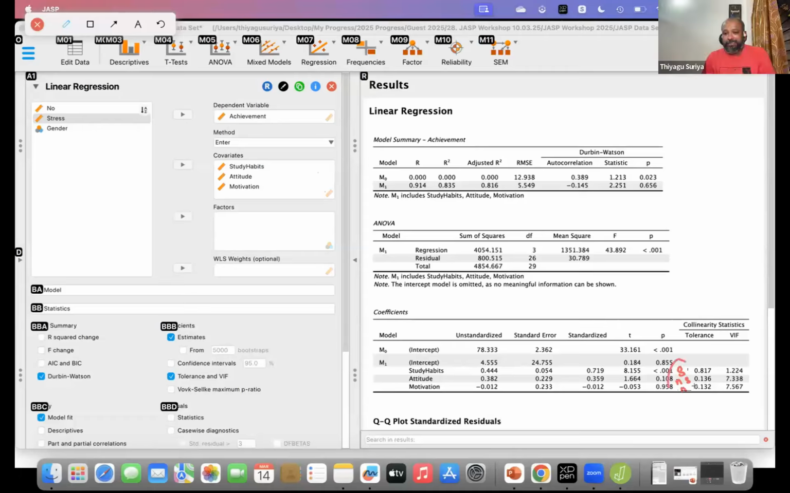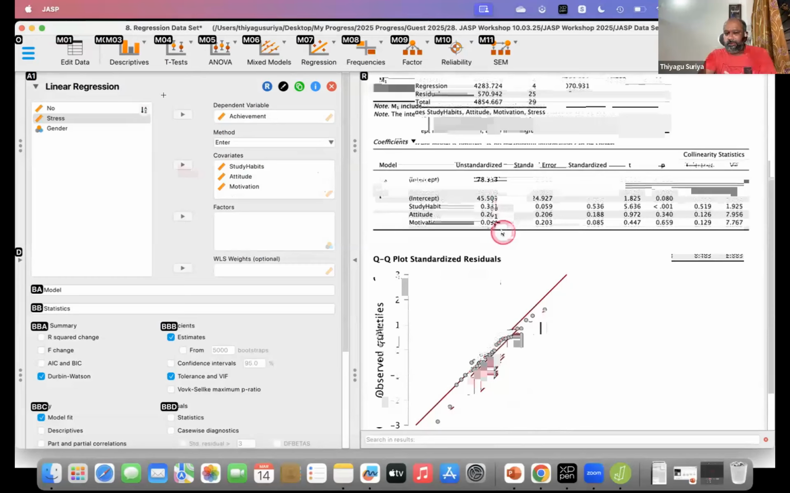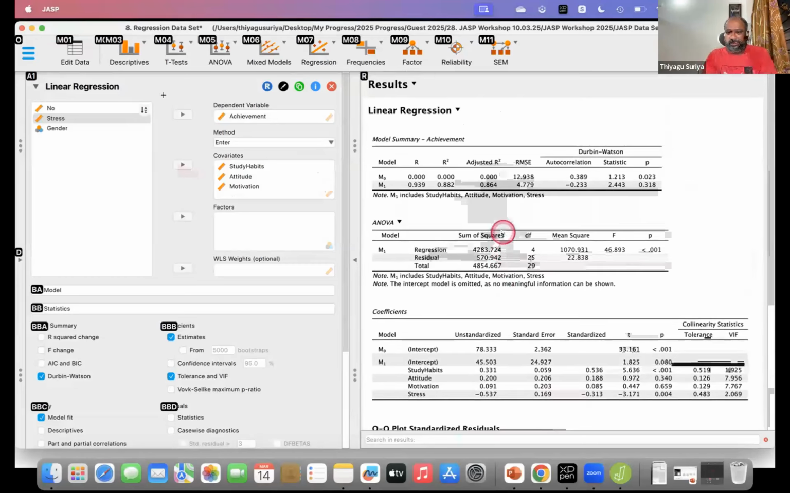Now in this case we cannot go with the enter method, because when you go with the enter method, what happened? The total model is significant, but two of my individual independent variables do not create contributions. When you go to the fourth one also, you can see this. I'm just clicking this test also. When you go to the fourth, what happened?